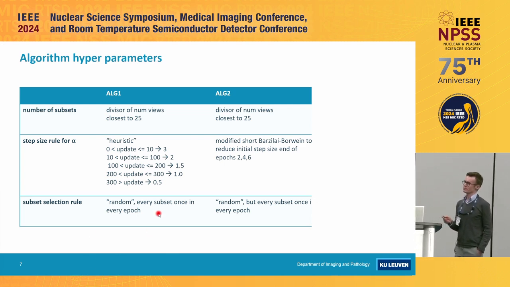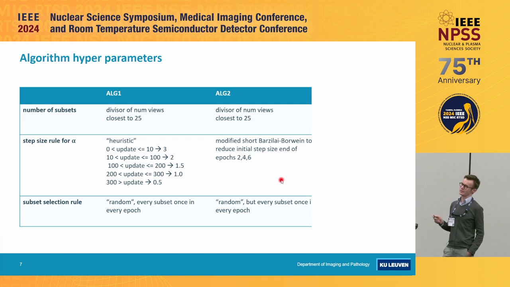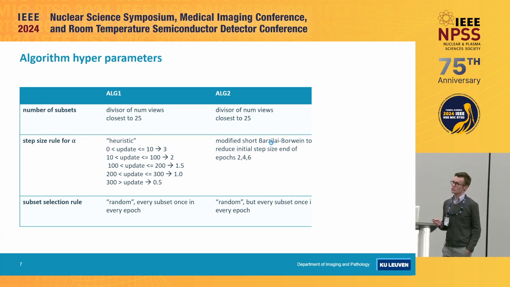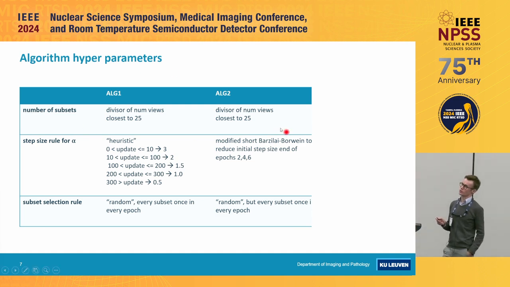And the second algorithm uses a more sophisticated way. We also start with a step size of 3, but then we evaluate the step size rule called the Barzilai-Borwein step size rule, which in principle could increase or decrease the step size, but we only use that to decrease the step size. So if that rule says you have to decrease the step size a bit, we decrease it, right? We never increase the step size. Okay. And then what is also important is how we choose the number of subsets. What we always do is take the divisor of the number of views in the sinogram that is closest to 25. So we always have around 25 subsets, right?